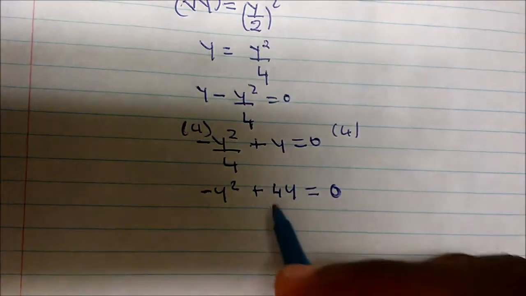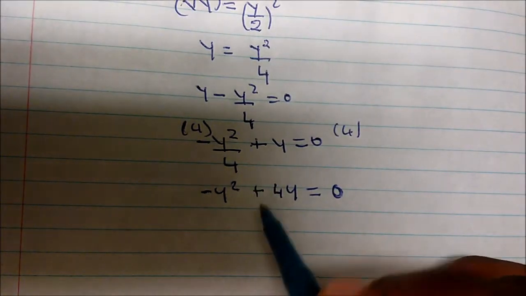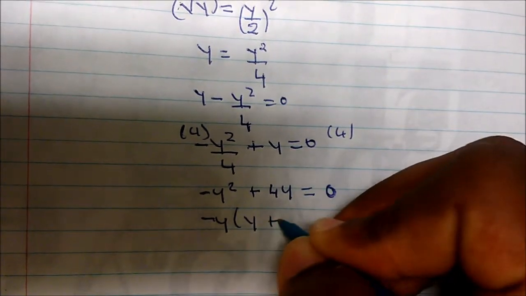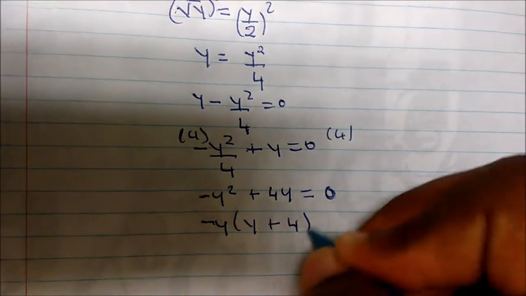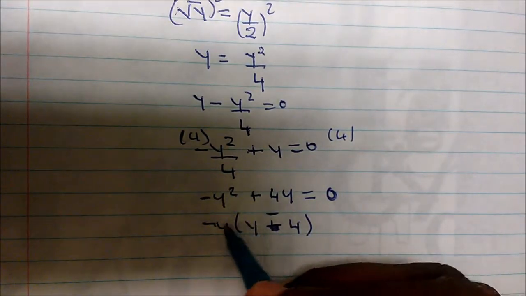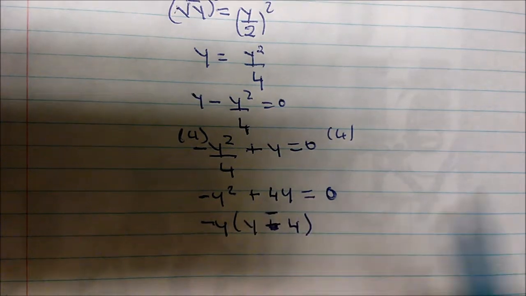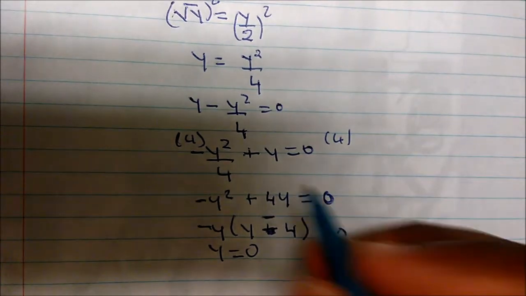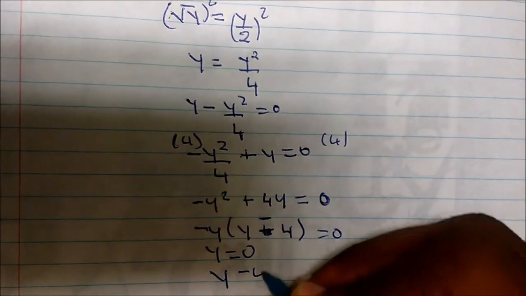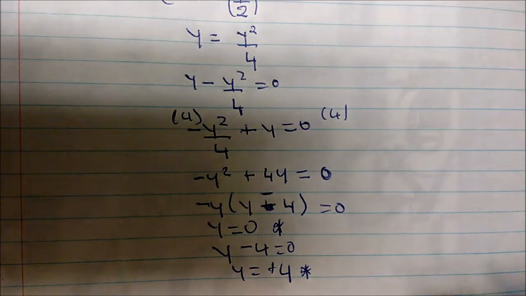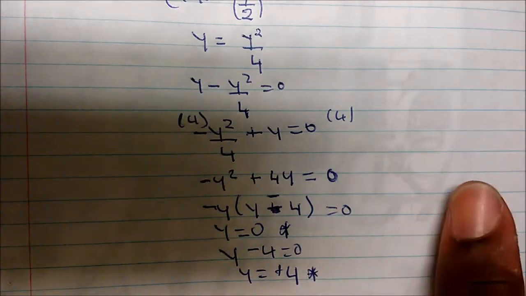Okay, so now that I have my equation in this form, I can just factor out. So this is negative y times y minus 4. Okay, negative y times y is negative y squared, and negative times a negative is positive 4y, and that is equal to 0. So therefore y is equal to 0, and y minus 4 is equal to 0, so y has to be 4. So these are my two limits, the limits of integration that I'm going to play with.